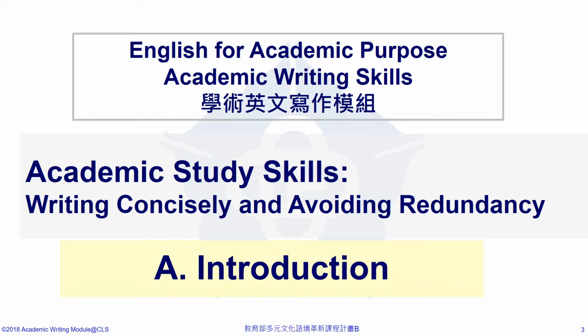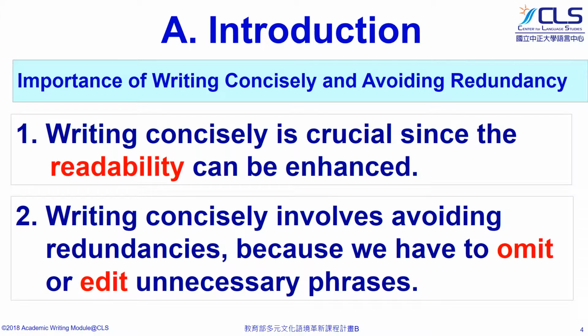So, let's first introduce the importance of conciseness in academic writing. Why is it important to write concisely? Avoiding redundancy is essential because by doing so, we can improve the readability of our writing. And by omitting or editing unnecessary words, we can achieve conciseness in academic writing.